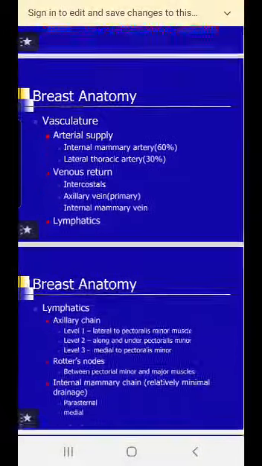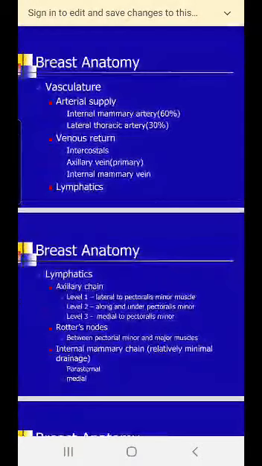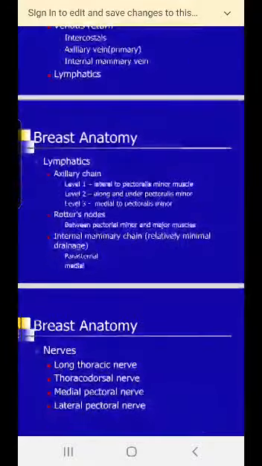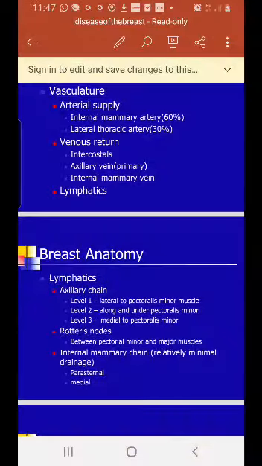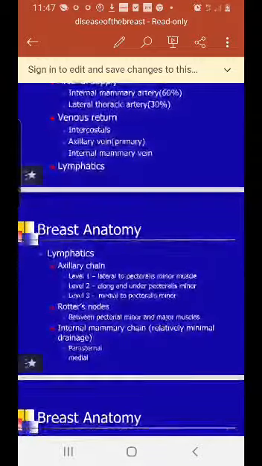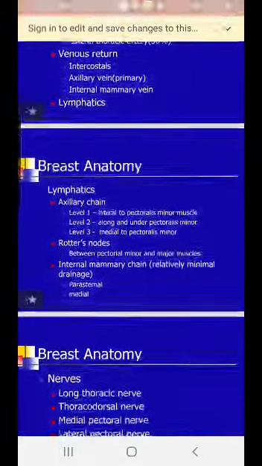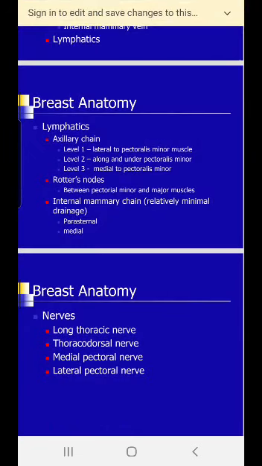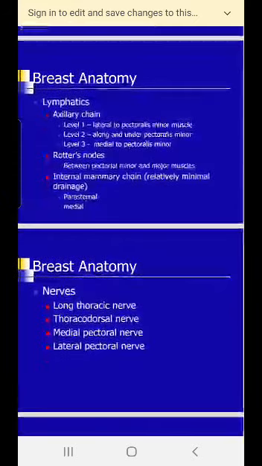The breast tissue is supplied by the internal mammary artery or the lateral thoracic artery, and then we have the venous returns and lymphatics, which is not very much required in pathology until you see the tumors of the vascular tissue, like an angiosarcoma, which is a malignant vascular tumor which we see in breast tissue.